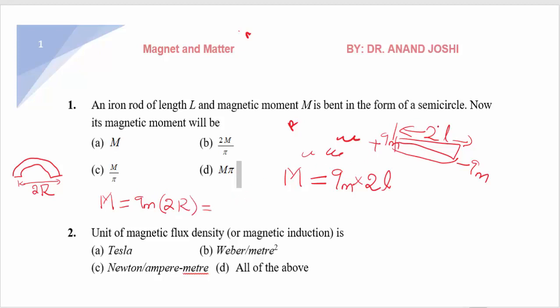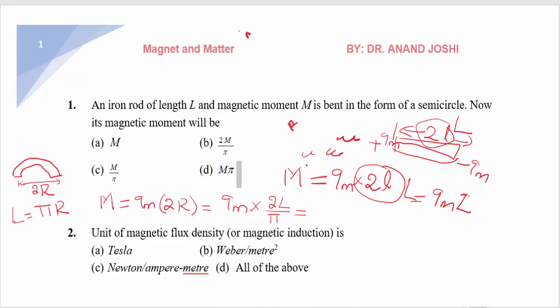Here it is given as capital L, the total length is L. So how to write L in terms of 2r? L can be written in terms of 2r as Qm into 2L by pi, because for a semicircle L equals pi r.